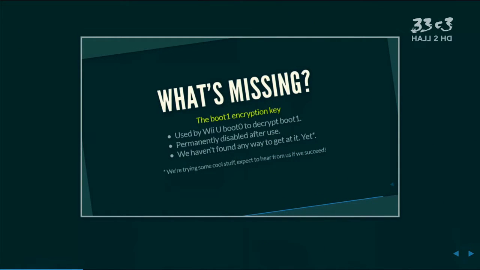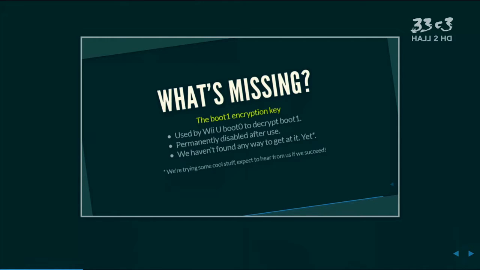So as we just saw, the kernels are pretty broken, right? So what is missing? I just copied this slide from Fail Overflow's talk. As you can see, we are using the same default theme for our slides. Basically, the boot 1 key, which is the second stage bootloader on Wii U, this key is still unknown. They tried to get it somehow with some side channel attack thing, but I think it never worked. So it would be nice to get this key.